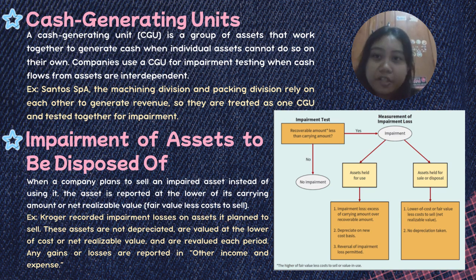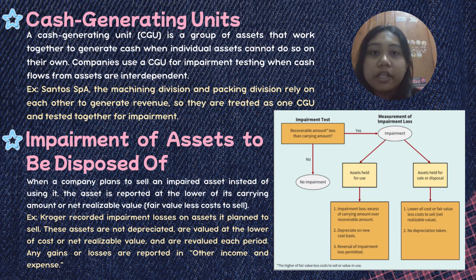Okay, for the next, we talk about cash generating units. A cash generating unit, or CGU, is a group of assets that work together to generate cash when individual assets cannot do so on their own. So companies use a CGU for impairment testing when cash flows from assets are interdependent. The example is Santos Spa. The machining division and packing division rely on each other to generate revenue, so they are treated as one CGU and tested together for impairment.